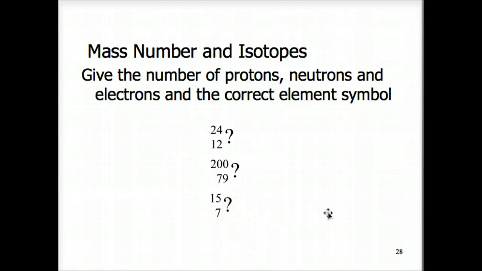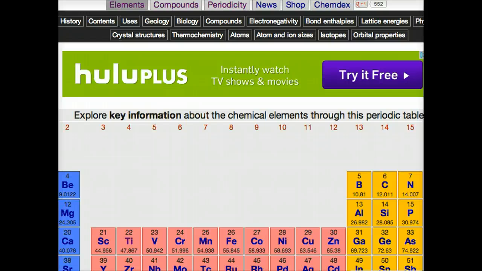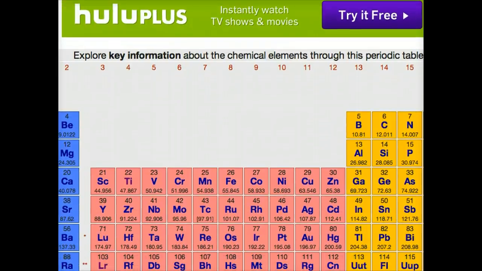Here are 3 examples for you to work out. I will give you a few minutes. Okay, so atomic number 12, if I look at my periodic chart, atomic number 12 represents magnesium right here. Magnesium, number 12. That's Mg, number 12.